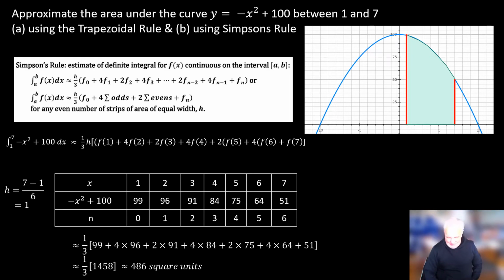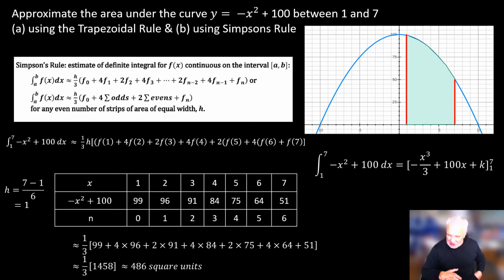We see we went 485, I think, or something like that. So what now? Well, we could actually work it out using calculus, and this is where we can work out the definite integral there. What we have to do is anti-differentiate or integrate what we've got there, and as you can see, I've got it equal to negative x cubed over 3 plus 100x plus k between 7 and 1. And so we just work that out.